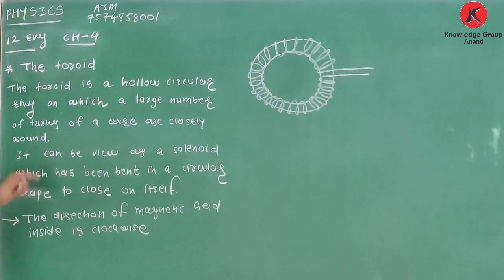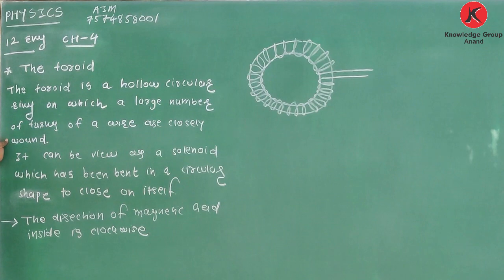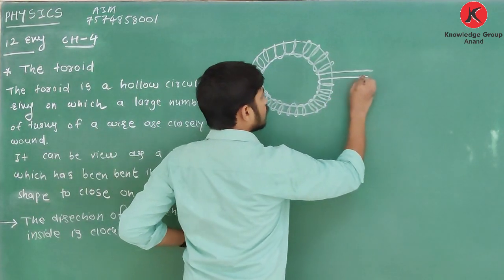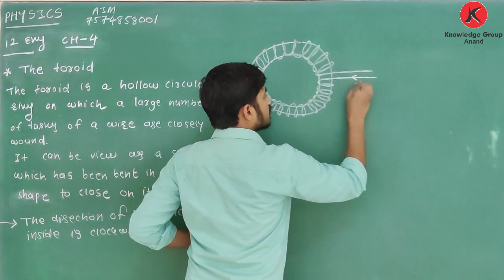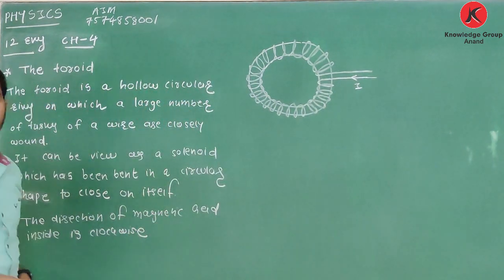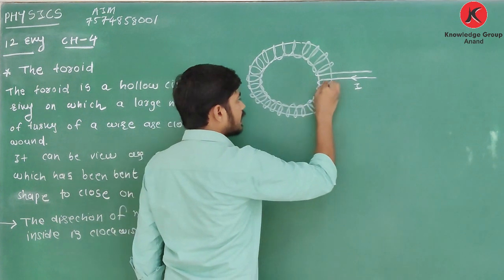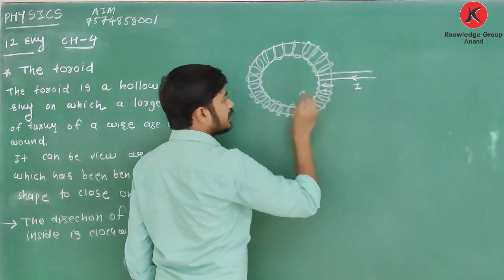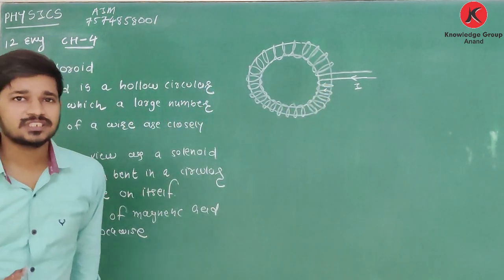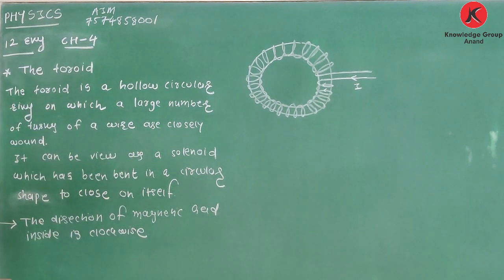Clear about this? The toroid is a hollow circular ring on which a large number of turns of wire are closely wound. And yes, a current I is flowing through it. Current is flowing through each and every turn. Clear? What is the second definition of a toroid?